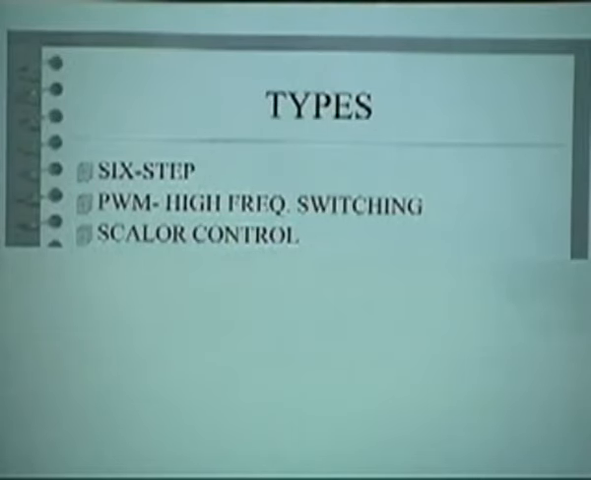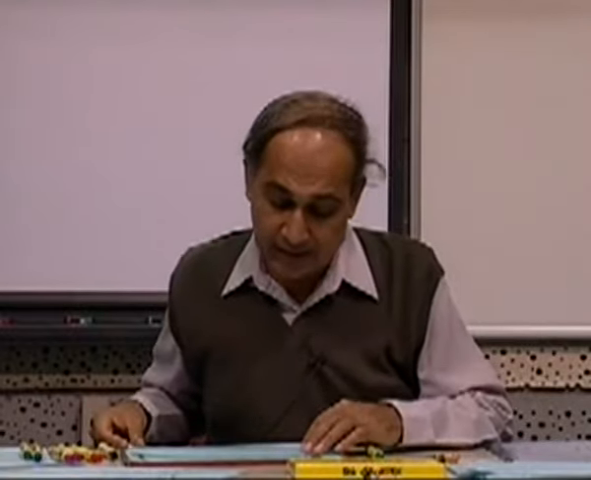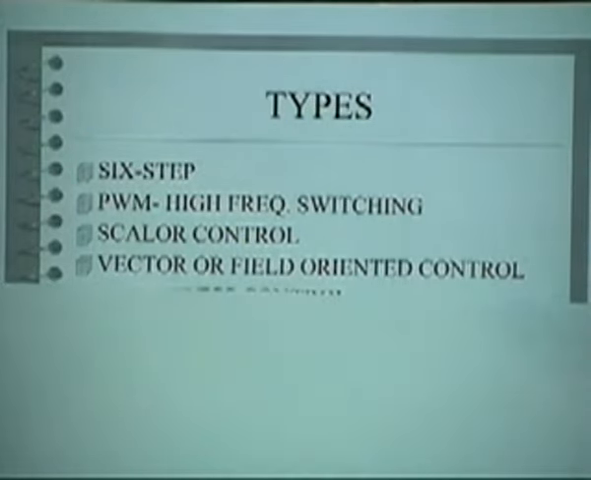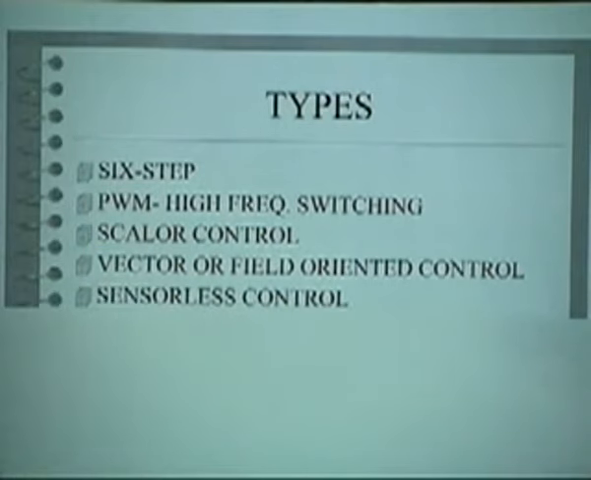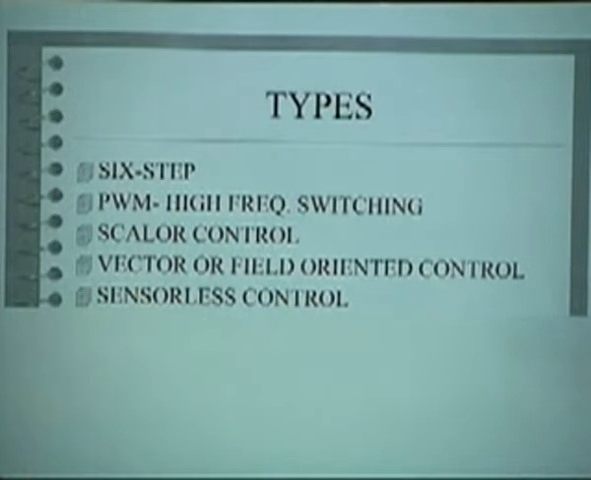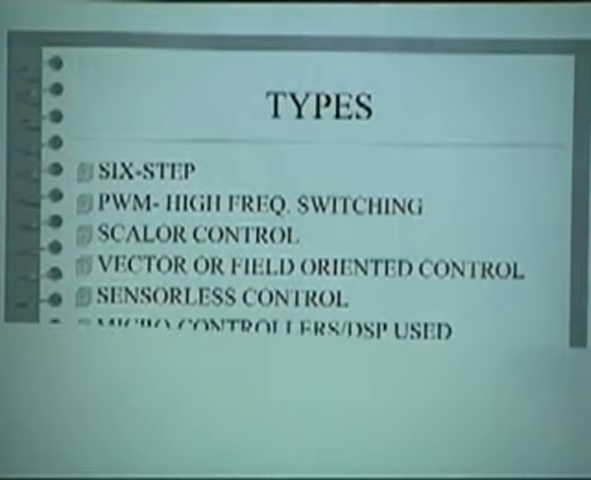Then there is what is known as scalar control. Scalar control is where you change the voltage and change the frequency in open loop. Okay. Then there is also vector control. That means you want to have the induction motor look like a DC motor. You can do this by orienting the field, a field oriented control. And there is also sensorless control, not senseless control. Sensorless control means you don't have sensors in the control mechanism.